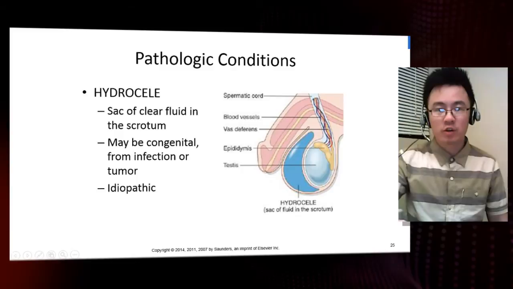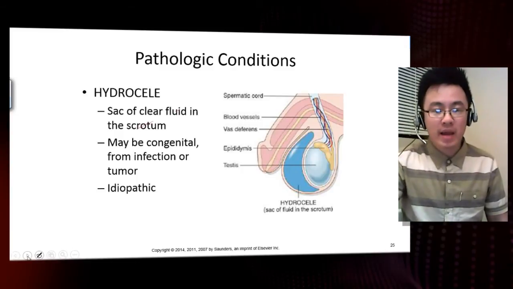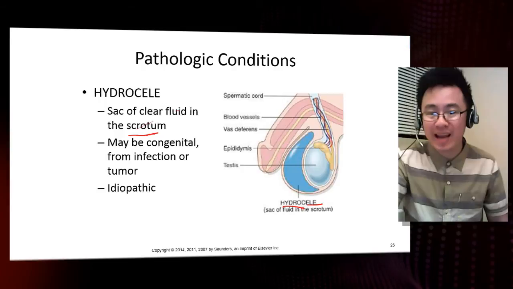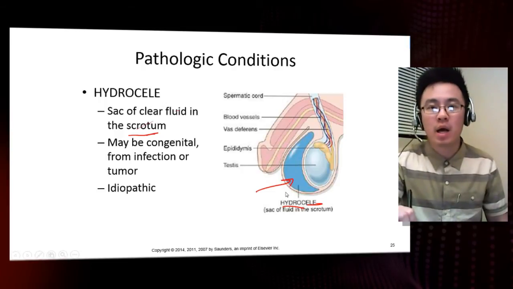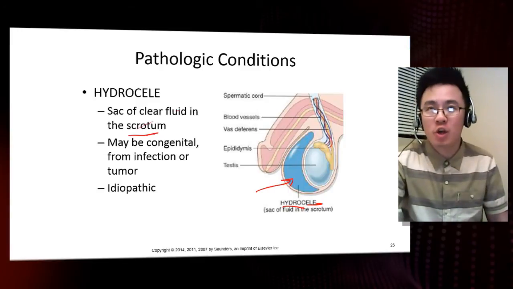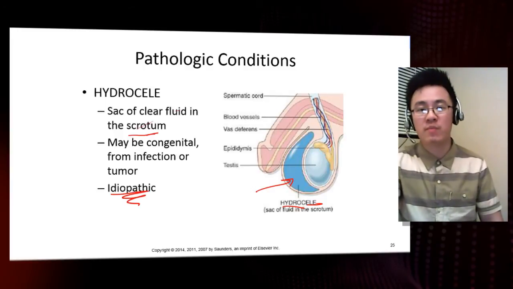Okay, some pathological conditions here. We have a condition known as hydrocele, and hydrocele is when you have a sac of clear fluid in the scrotum. So we have hydro and cele. We have a sac of fluid in there. This is congenital, from an infection or a tumor, or there is no known cause to it, which means idiopathic. So we don't know where it came from.